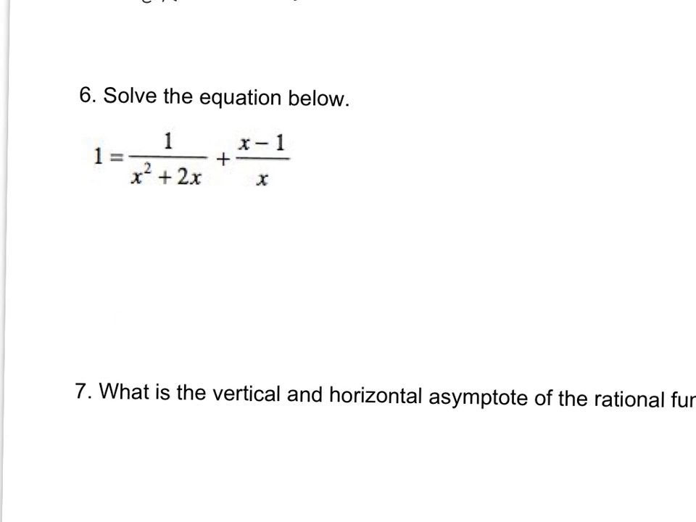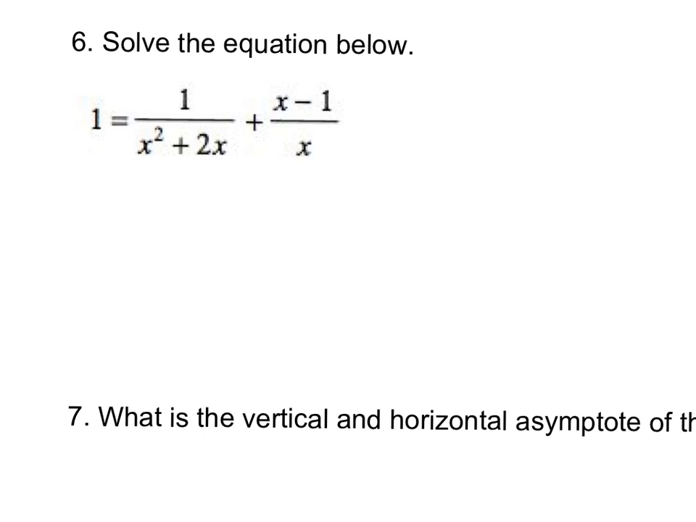Okay, this next problem says solve the equation below, which is a rational equation. It has a denominator and a numerator. So the first thing I'm going to do with these is find the LCD of all the terms. First, I want to factor any denominators. If you look at the first denominator, it's x squared plus 2x. I can factor an x term out, so that will leave me with x and x plus 2.